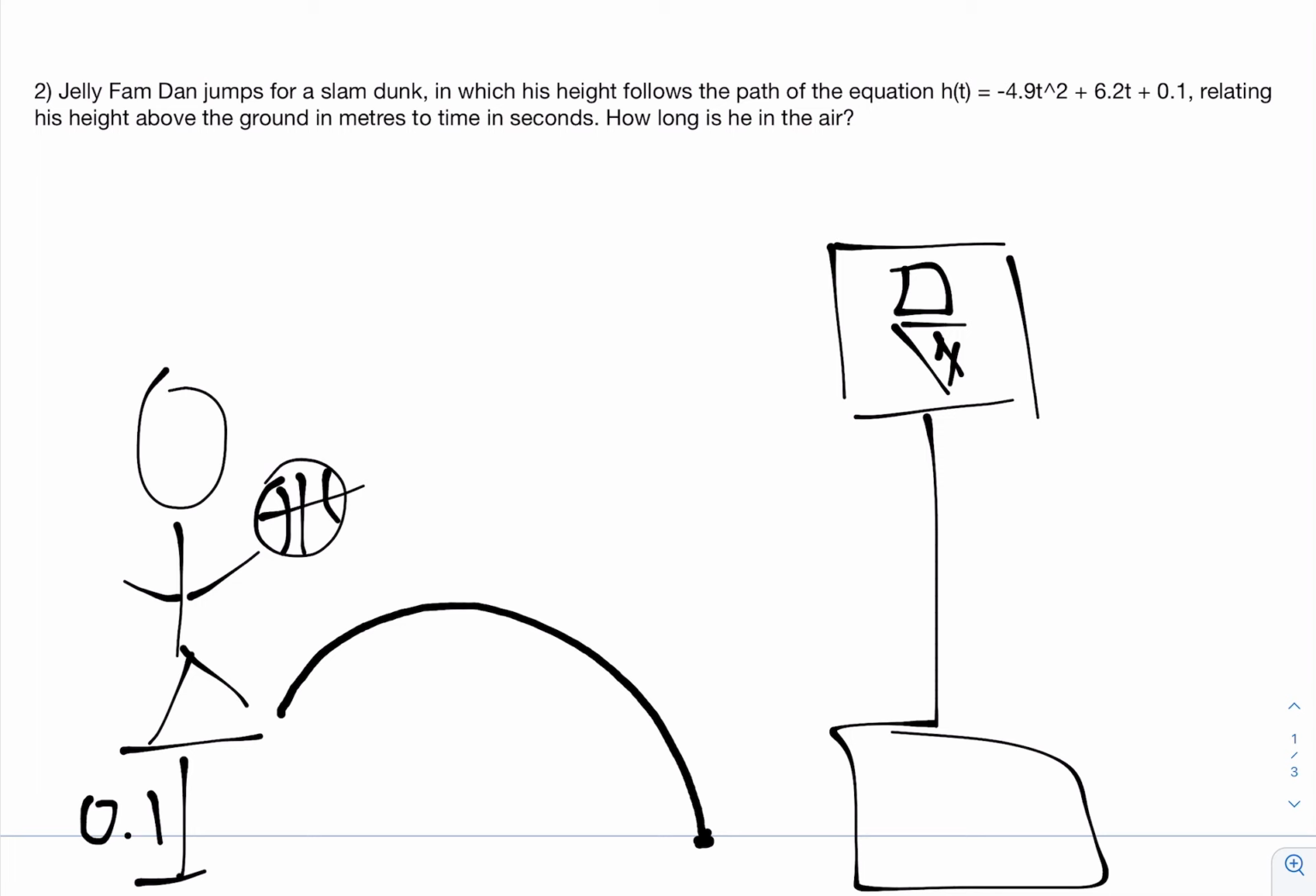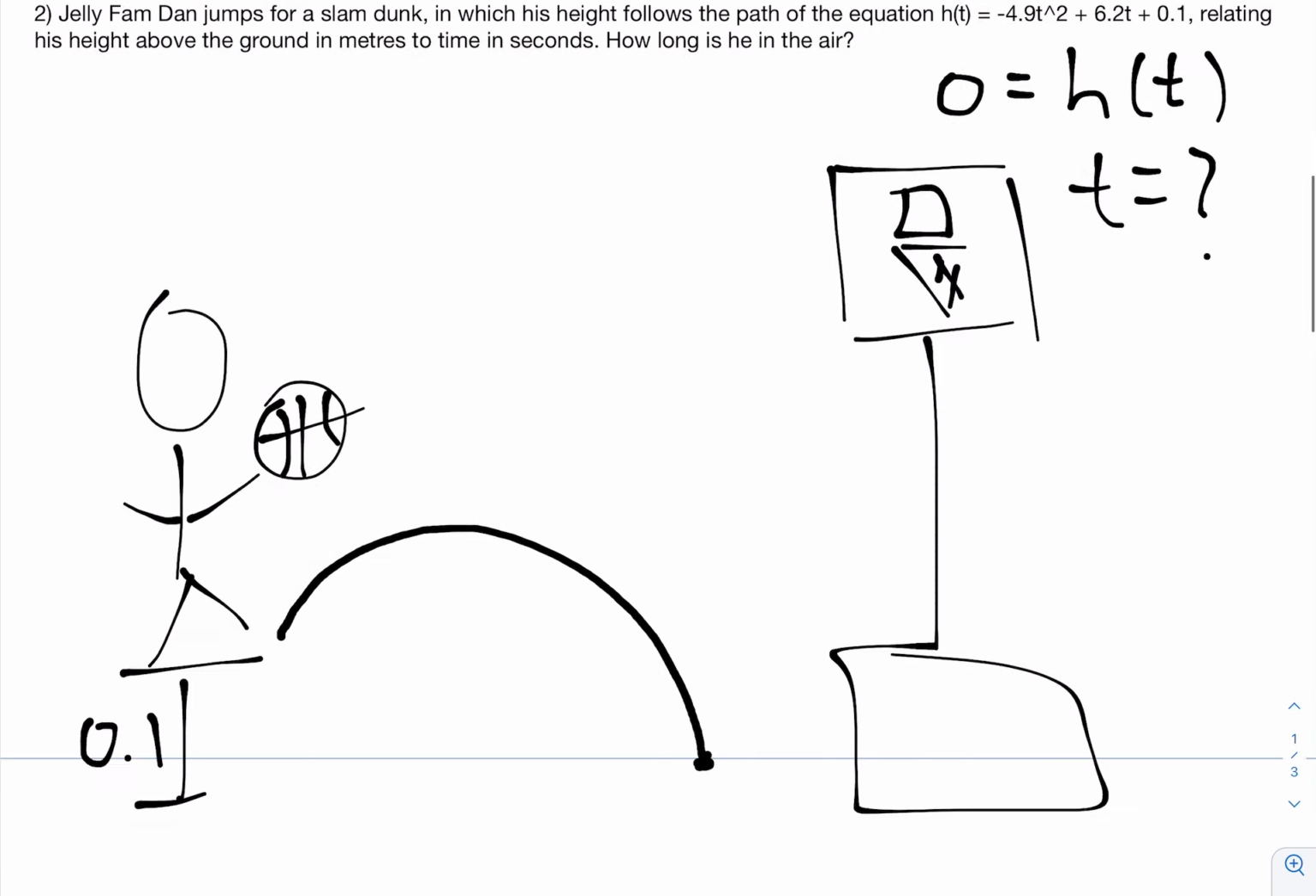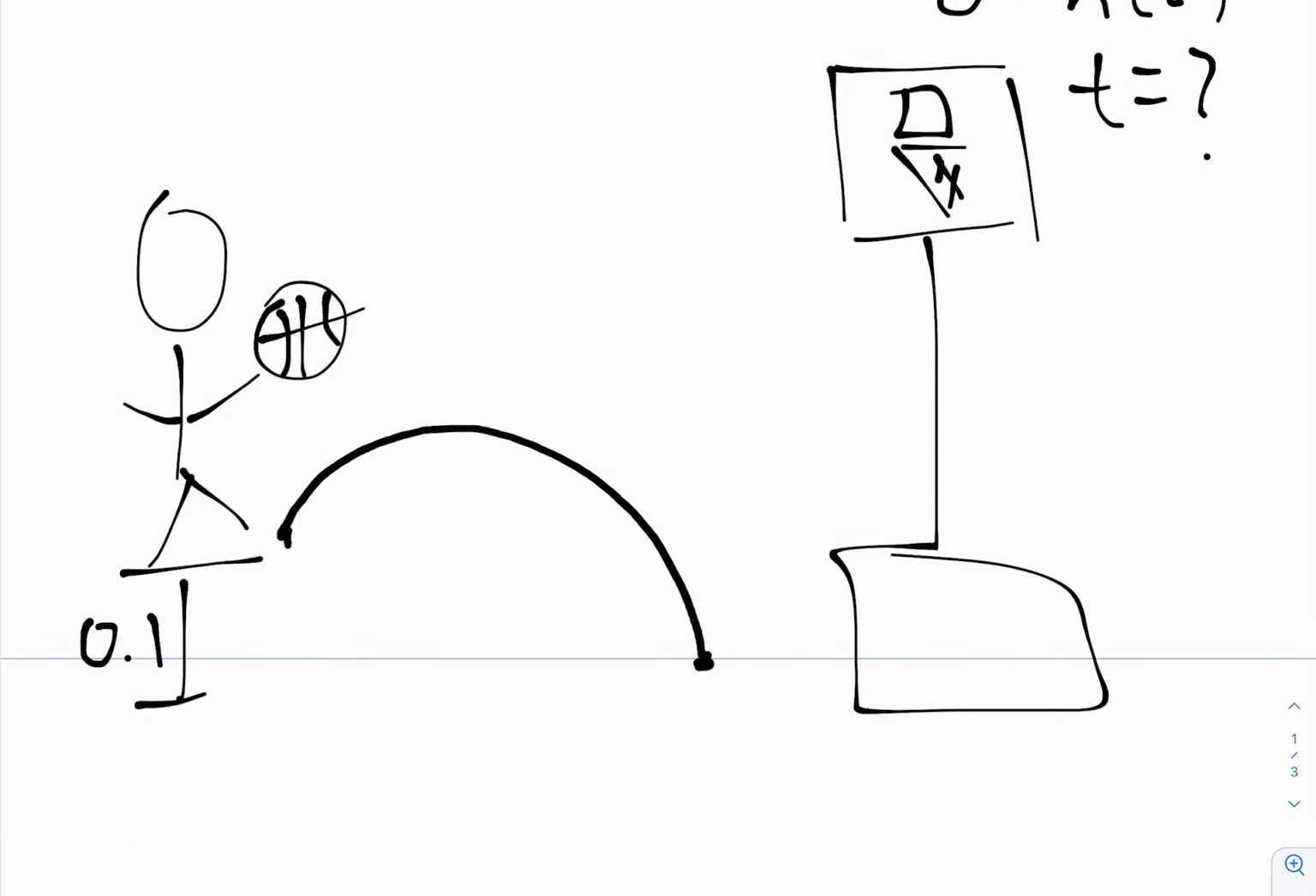So we're trying to figure out when h of t equals 0. So h of t equals 0, what does time equal? How long does it take him to hit the ground? If we know he's going up and up and up, and he's hitting the ground right here after I block him, how long is it going to take him to go from here to here? What is that time?